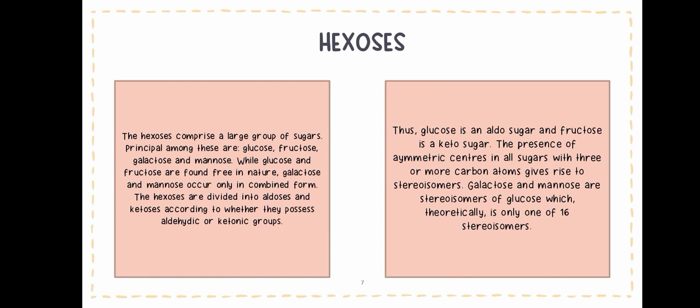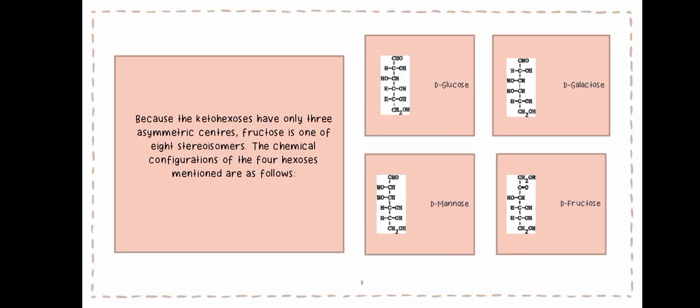The presence of asymmetric centers in all sugars with 3 or more carbon atoms gives rise to stereoisomers. Galactose and mannose are stereoisomers of glucose, which theoretically is only one of 16 stereoisomers. Because the ketohexoses only have 3 asymmetric centers, fructose is one of the 8 stereoisomers. The chemical configuration of the 4 hexoses mentioned are as follows.